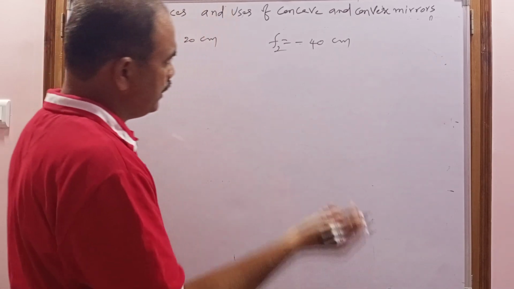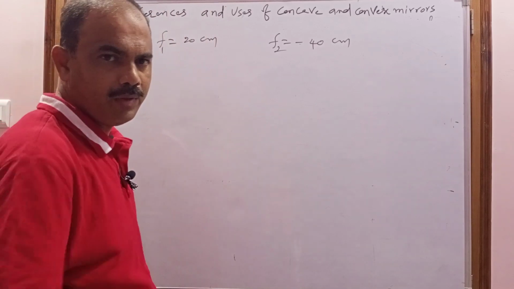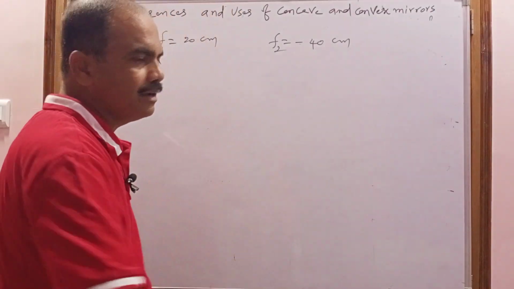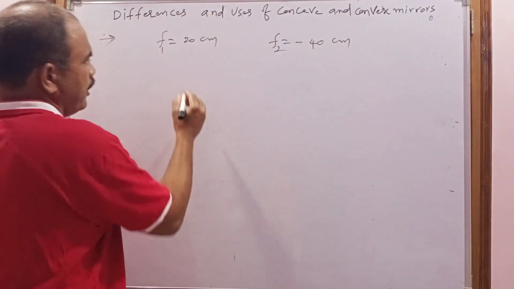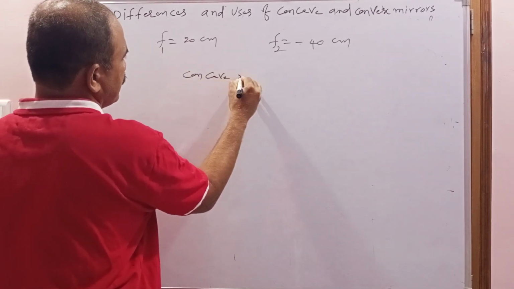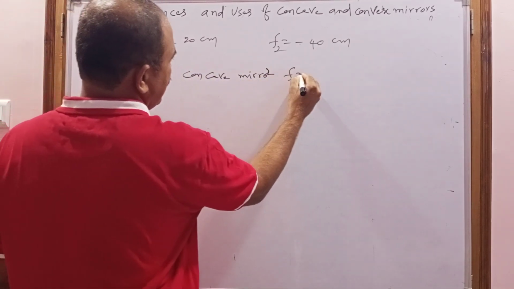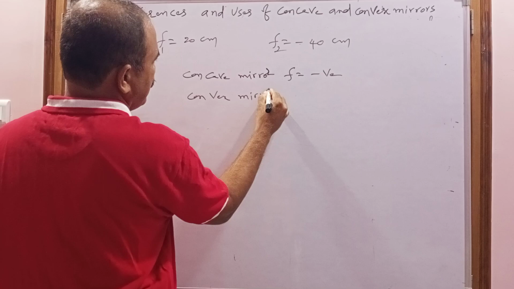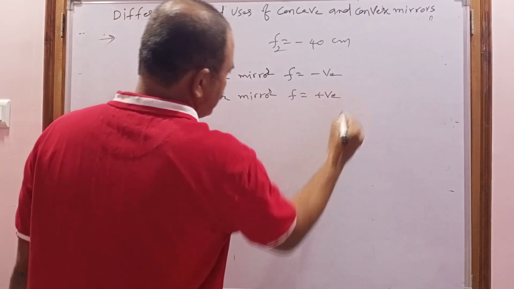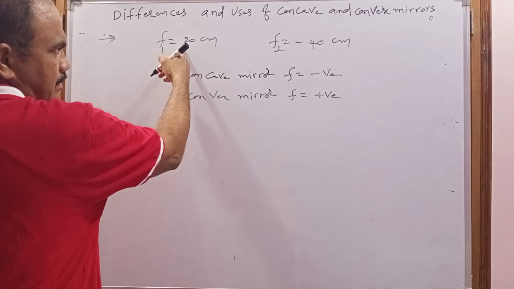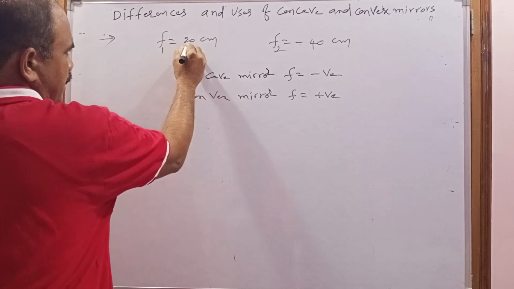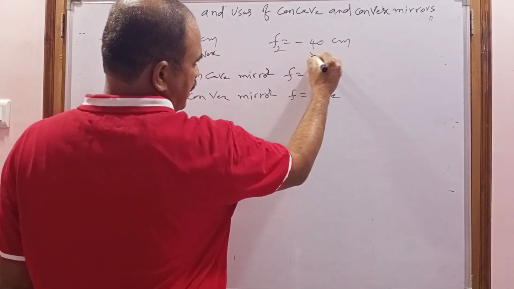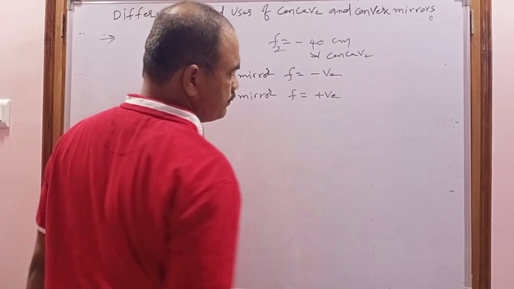Then they will ask like this: which of these two mirrors is the concave mirror and which is the convex mirror? Generally, the concave mirror focal length is negative, and the convex mirror focal length is positive. So the one with a positive sign belongs to the convex mirror, and the other belongs to the concave mirror.